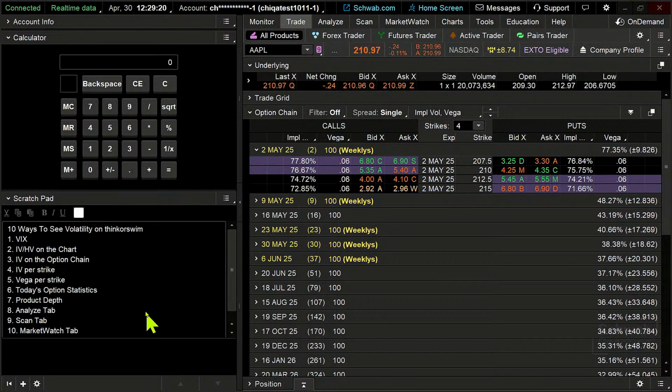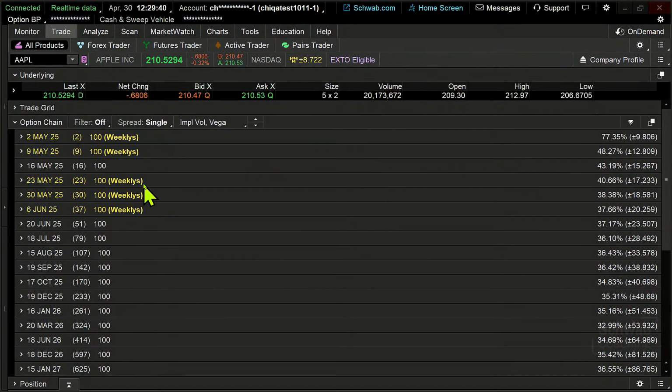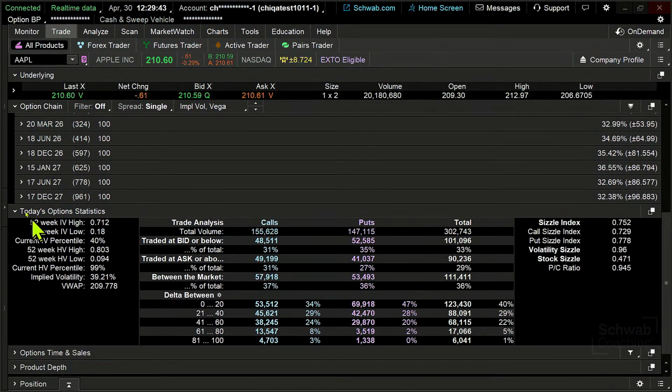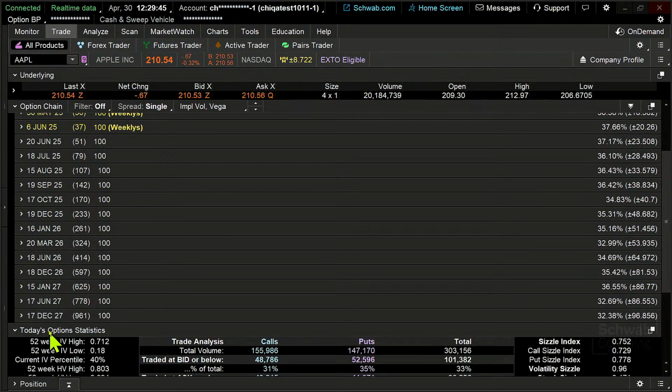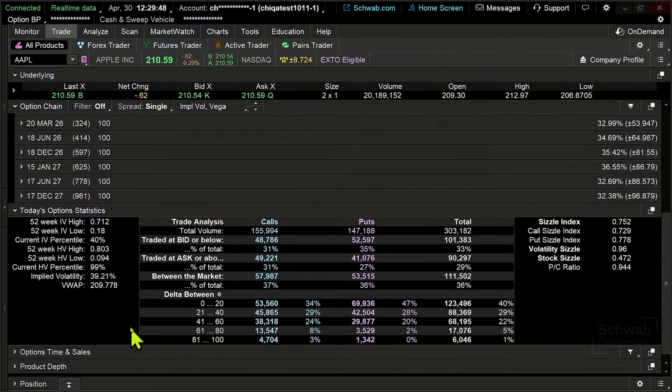Now, while we're still here on the option chain, there are a couple of other tools that we can use to see implied volatility. So number 6, here's what we've gone through so far: VIX, implied volatility on the chart, implied volatility on the option chain, implied volatility per strike, Vega per strike. Now we're going to look at today's option statistics. So I'm going to come down to the bottom of my option chain. And you might have to click on that drop down to open this up, but that is today's option statistics. And there are some things that we have here on today's option statistics that are very helpful in recognizing where implied volatility is. Number one, we've got this view of implied volatility.